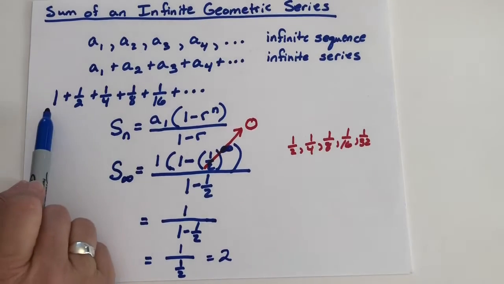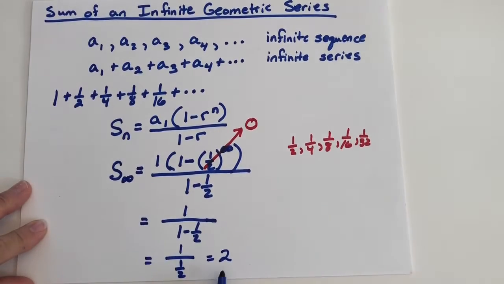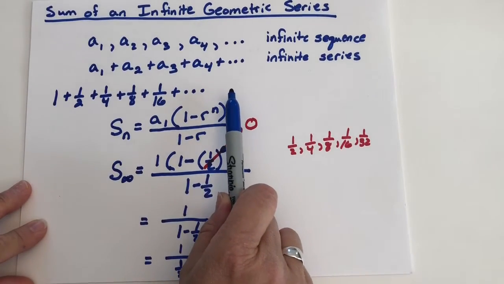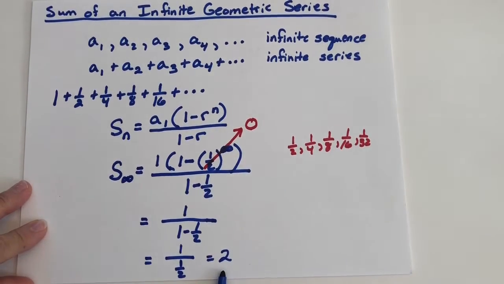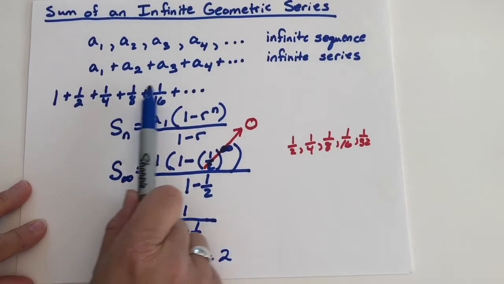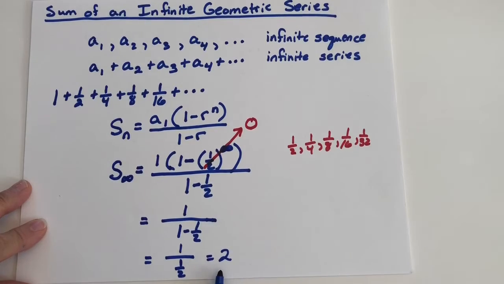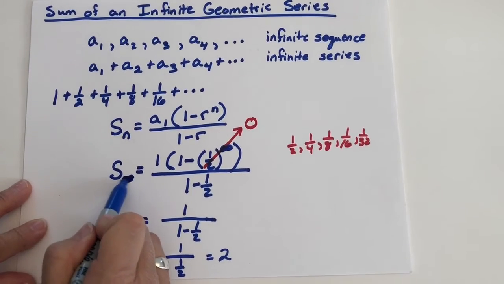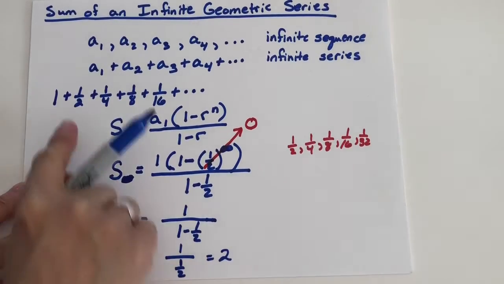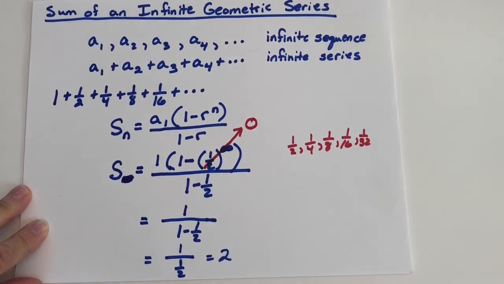Now, the more terms you add, the closer you would be to 2. Even if you added 10,000 terms together, you wouldn't get the value of 2. But we're considering this in the infinite case that the sum would equal 2. And usually we just write s, no infinity there, and we would have the sum equals 2 for this particular infinite geometric series.